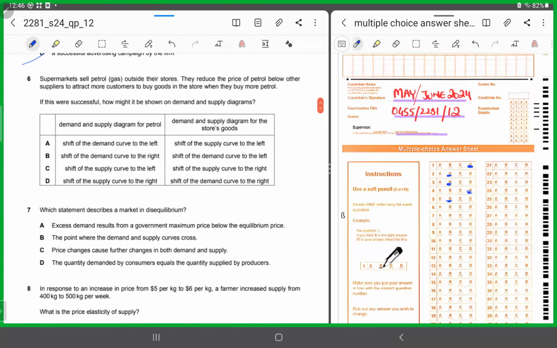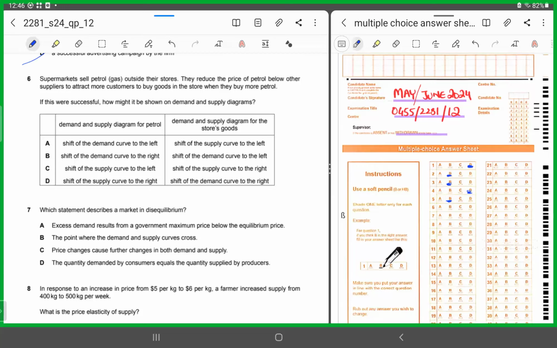All right. Let's look at MCQ number 6. MCQ number 6 says supermarkets sell petrol gas outside their stores. They reduce the price of the petrol below the suppliers' to attract more customers to buy goods in the store when they buy more petrol. Now, they intentionally reduce the price of petrol or gas in order to attract more customers, so that once they are at the petrol station, they even purchase stuff from the shop located at that petrol station. Now they're saying if this plan works, how might it be shown on a demand and supply diagram?